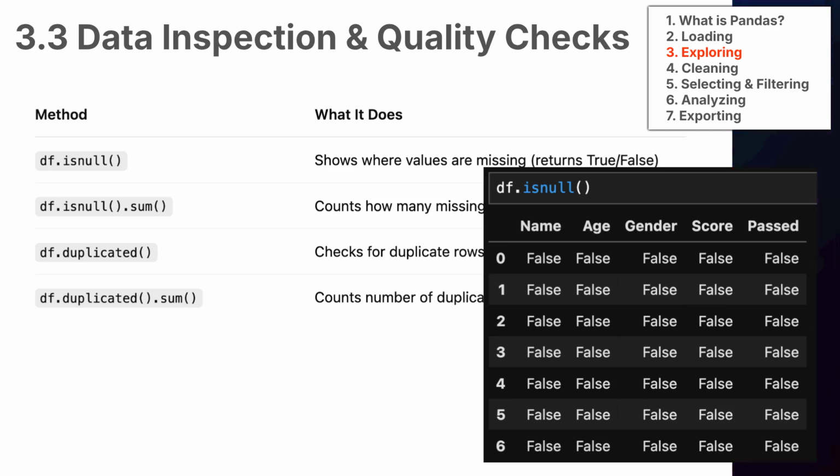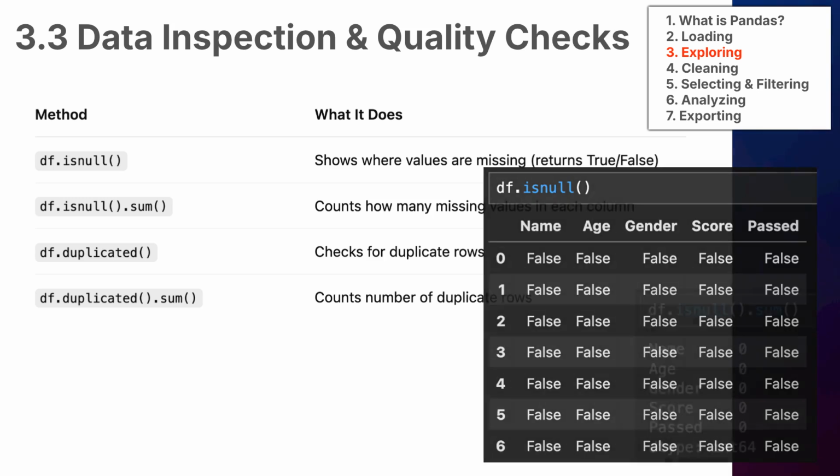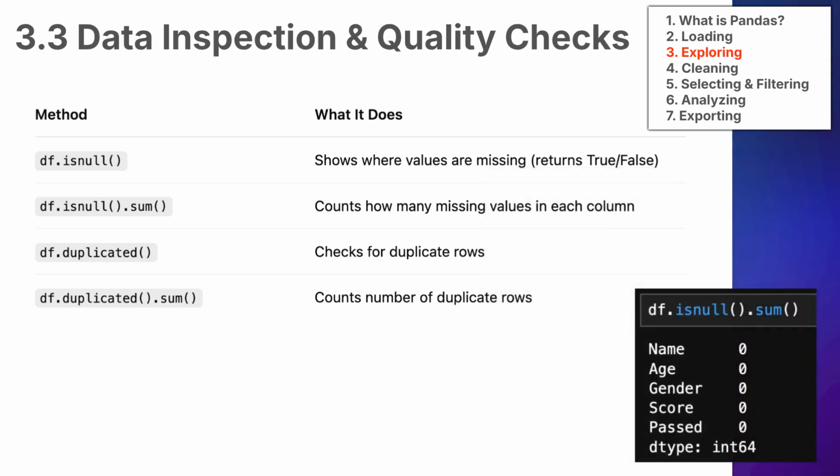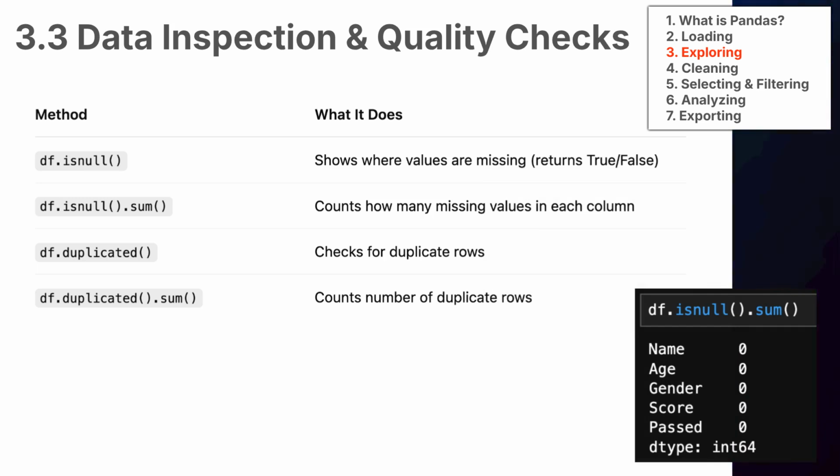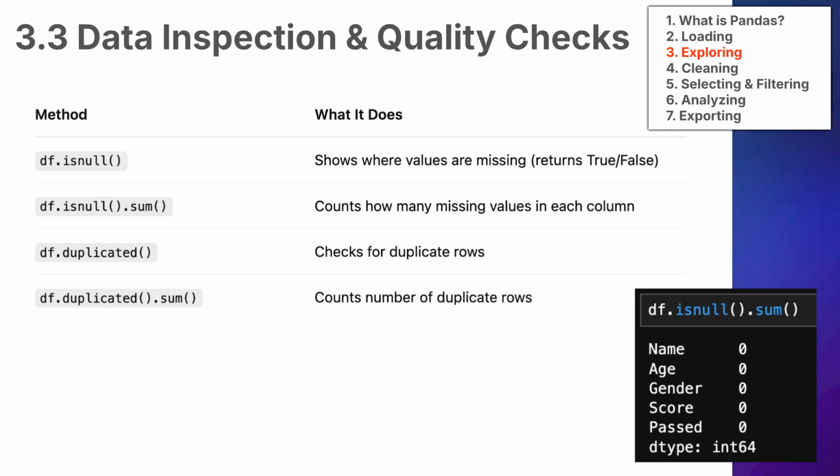That's why we usually combine it with sum. That's next. isnull and sum. This is the magic combo. It shows how many missing values are in each column. This tells you that no rows in the score column are missing a value. Super useful for cleaning your data later.